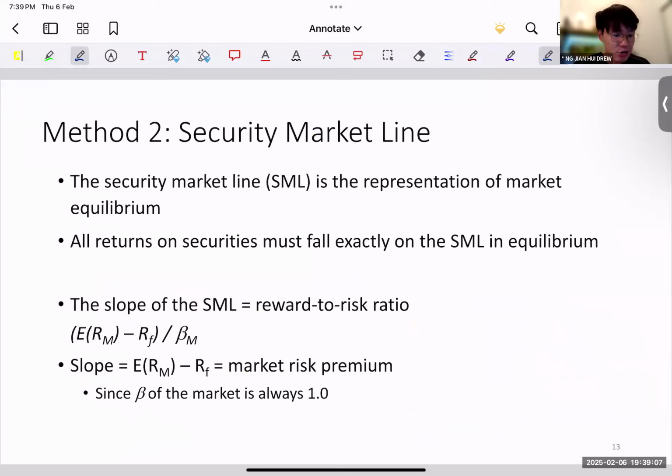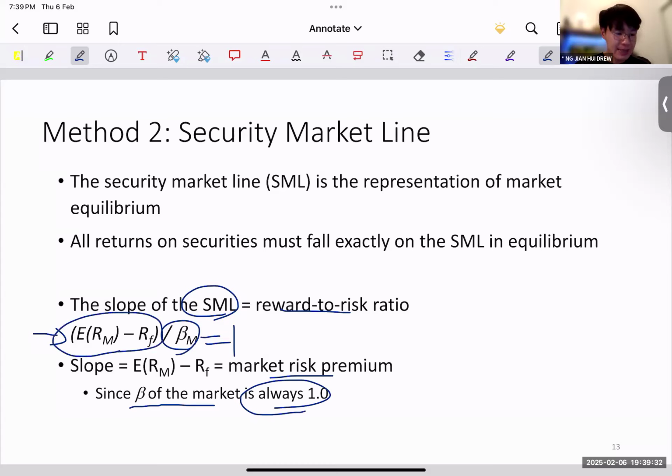Right, so this is a bit of a repeat. Just want to highlight to you the slope of the SML line gives you the risk and reward ratio, which is what we have determined earlier, the gradient. The slope equals the market risk premium. Since beta of the market is 1, this one is equal to 1, so the slope equals just this part here, right? The expected return of the market minus the risk-free rate.